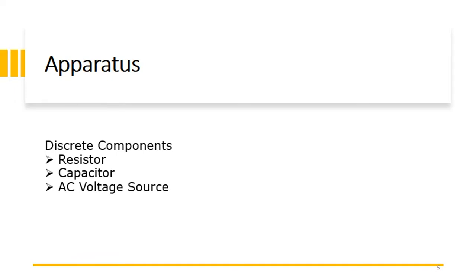Next, we will be seeing what apparatus we will be using in this experiment. We will be using discrete components consisting of resistor, capacitor, inductor, AC voltage source, function generator, our detector, that will be our scope, and NI board.